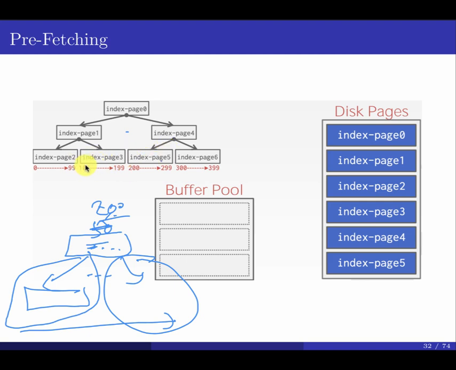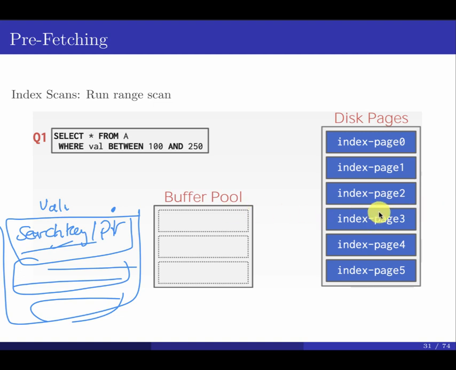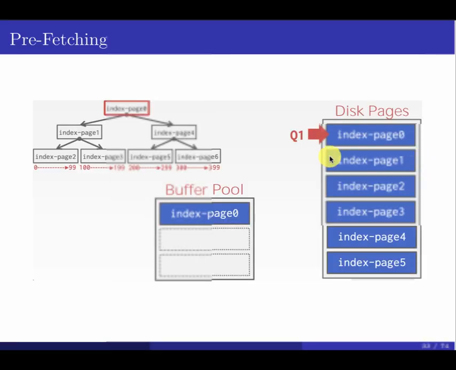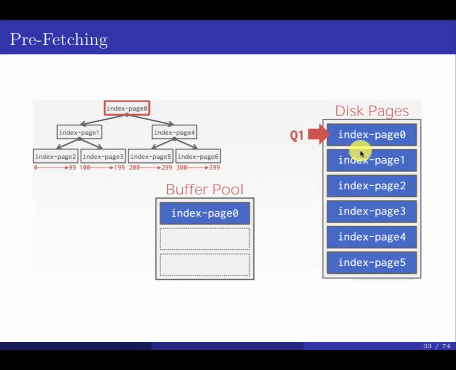In order to answer the query between 100 and 250, I will fetch the root, index page 0. Then the next page is going to be page 1, because it tells me to go to the left subtree based on the value. Usually, with a range query, you always go with the lower bound of the value. You need to find the first node that contains the value 100.